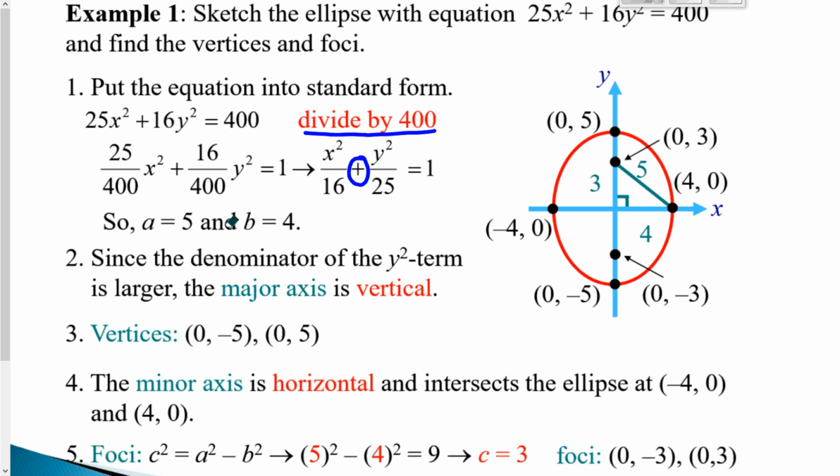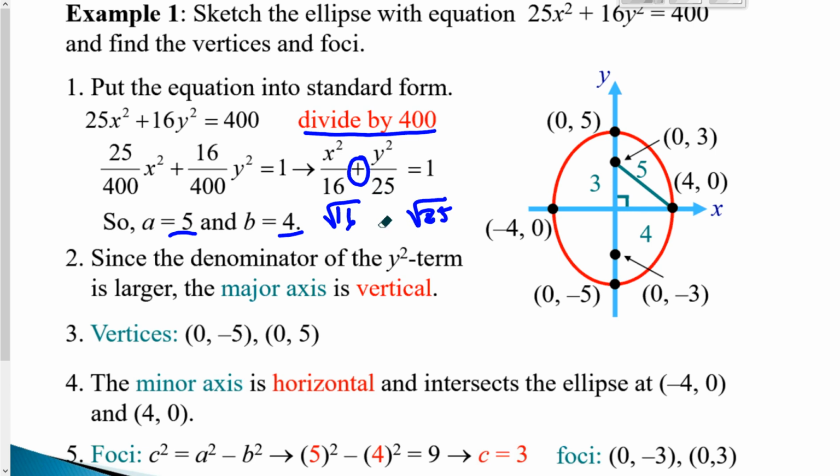Okay, so then to find your a and b, again, it really doesn't matter. All you have to do is take the denominators and square root them. So we get 5 and 4. Now, to actually find the vertices, and the vertices are on the major axis, you just look at which number in the denominator was bigger, right? 25 is bigger than 16, so look at the numerator. The numerator is y, so that means my major axis is going to go vertical, because y is vertical, x is horizontal.